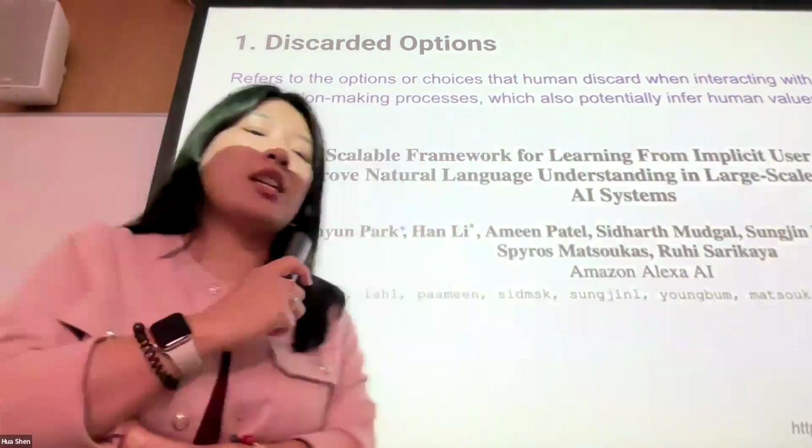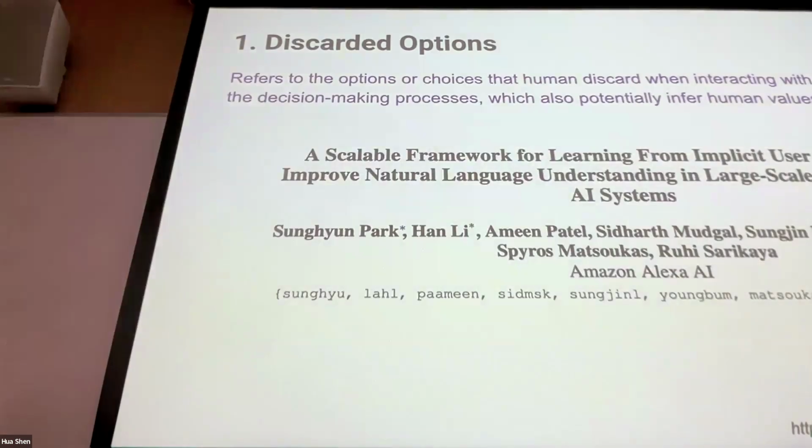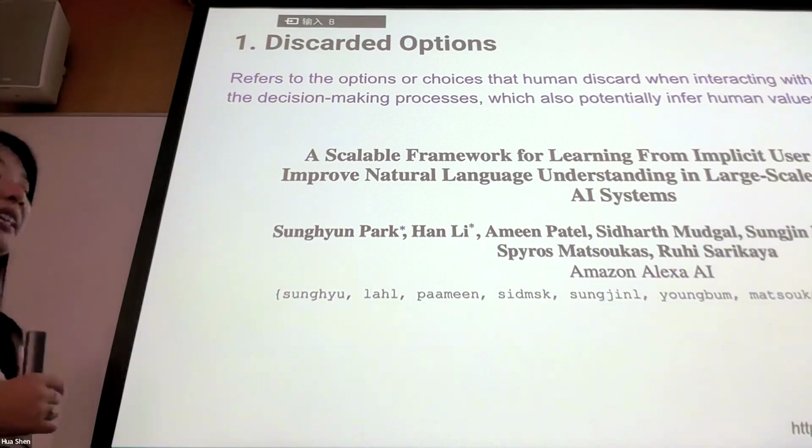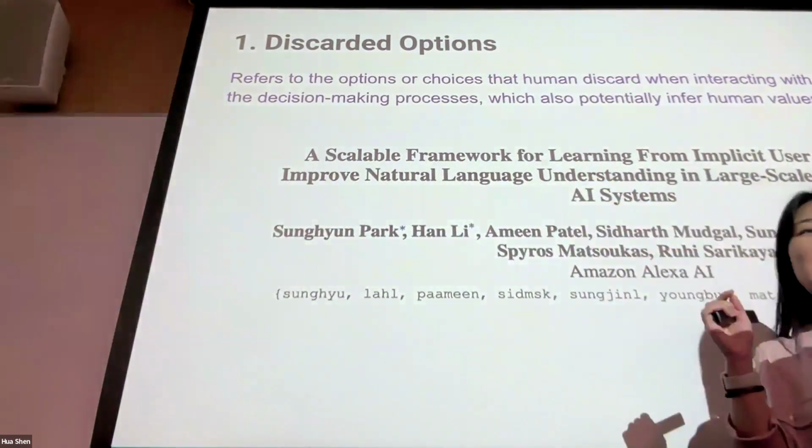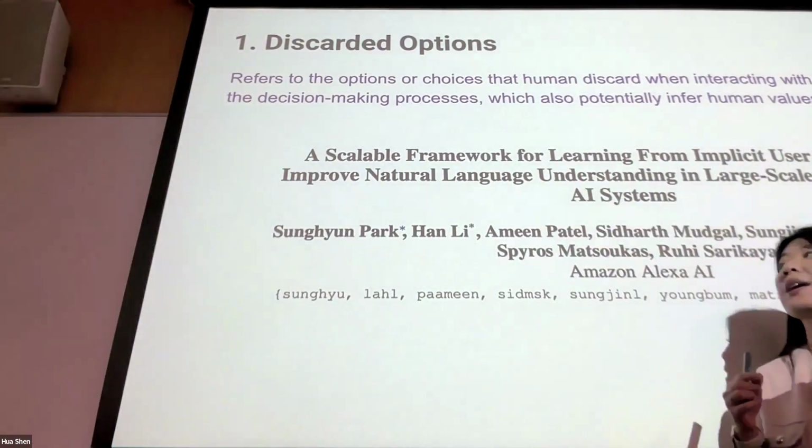The discarded options refer to the options or choices that humans discard when interacting with AI systems during the decision-making process, which can also potentially reveal human values. This is exactly the case where the human actually didn't click anything, but the not clicking behavior itself tells something.